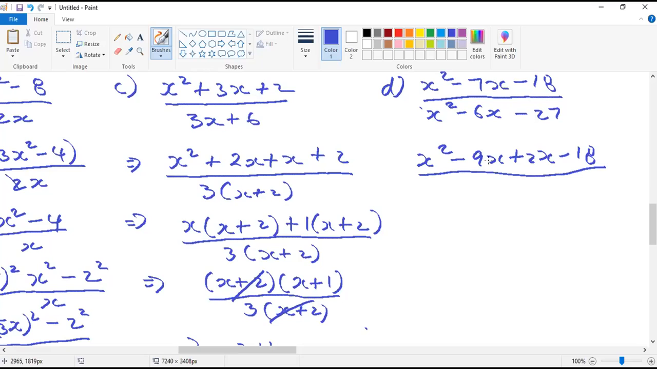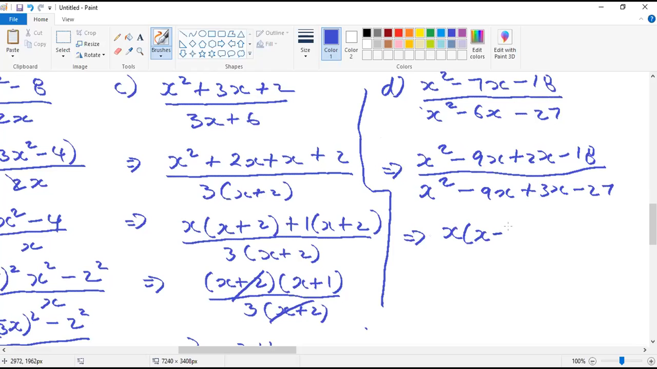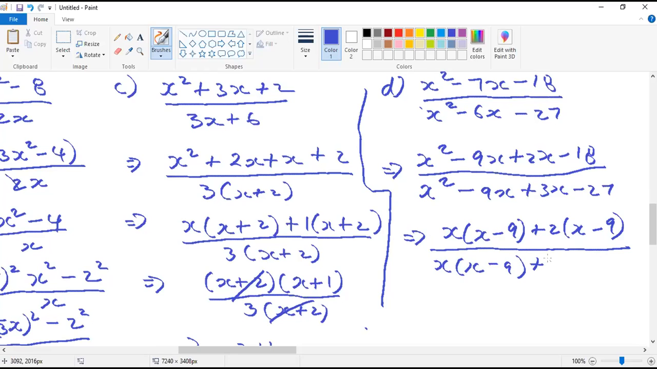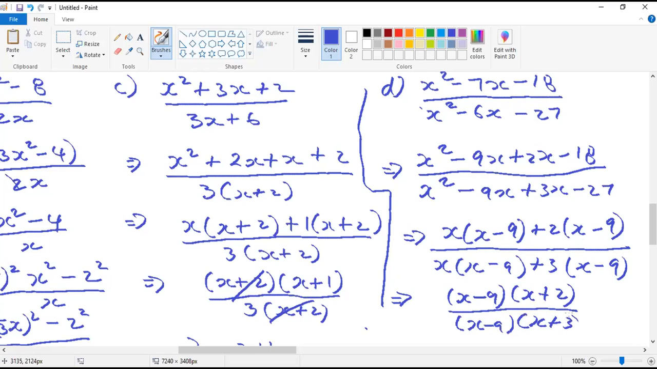And then we can look at it. This is negative 27. So if we have a negative 9 and a positive 3, then we get negative 6. So we get a negative 9x and a positive 3. All right. So this one, we factor the numerator, then the denominator now. All right, and we'll go again. And you can see that these cancel.